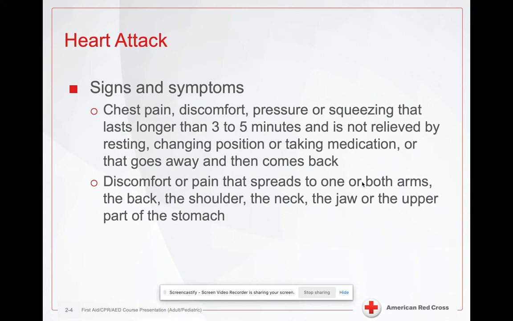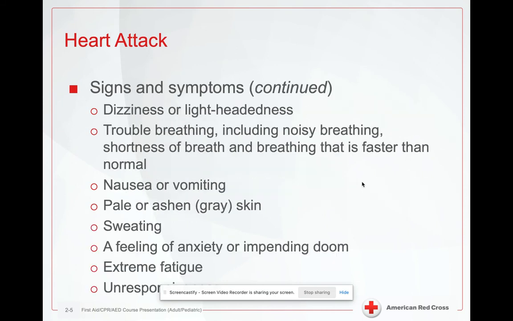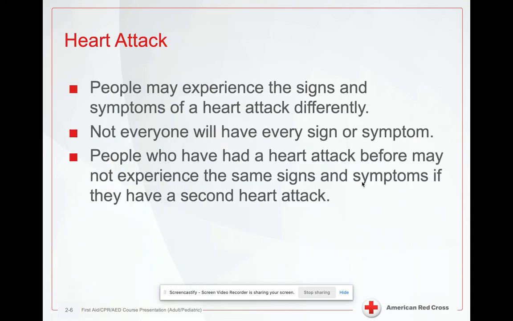They may have discomfort or pain that spreads to one or both arms, the back, shoulder, neck, jaw, or upper part of the stomach. They may have dizziness or lightheadedness, trouble breathing, shortness of breath, breathing that's faster than normal, nausea, vomiting, pale or ashen or gray skin, sweating, feeling of anxiety or impending doom, extreme fatigue, or potentially unresponsiveness. So again, people may experience these signs and symptoms of a heart attack differently. Not everyone is going to have every sign and symptom, and people who have had a heart attack before may not experience the same signs and symptoms with their second heart attack.